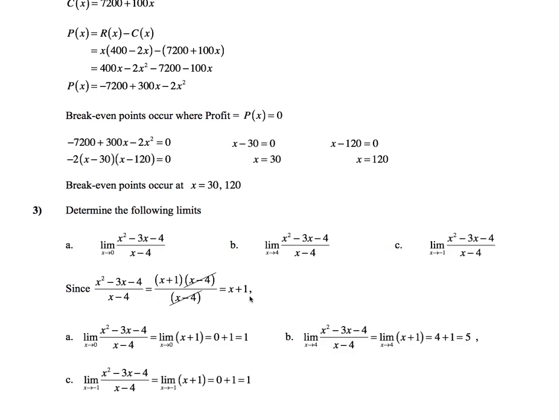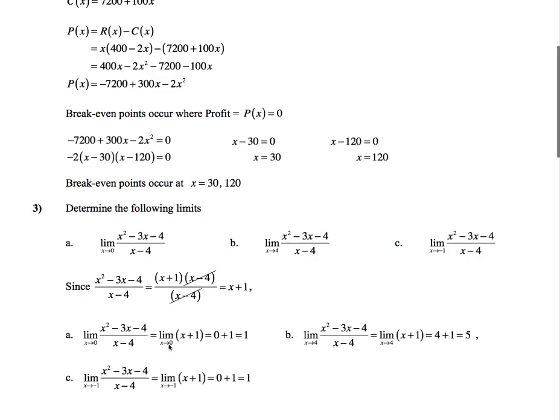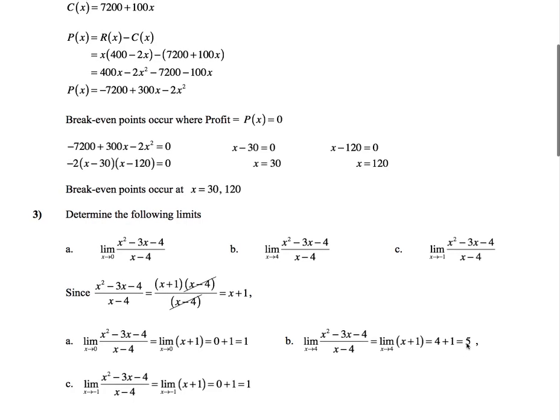And to determine the limits for each of these, you just substitute this value in. So the limit as x approaches 0 is just a 0 here, plus 1, which equals 1. And for part B, it's the same function as you had here. Our x is just approaching a different value, and that's 4. And so the limit as x approaches 4 is 4 plus 1, and that's 5.